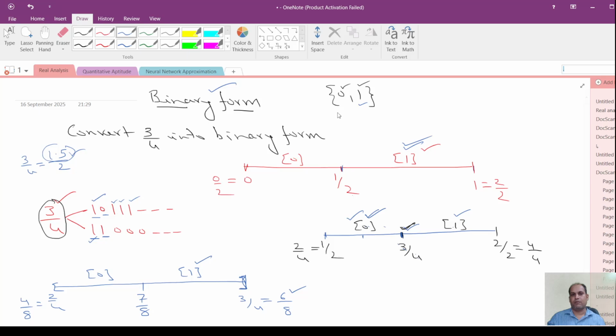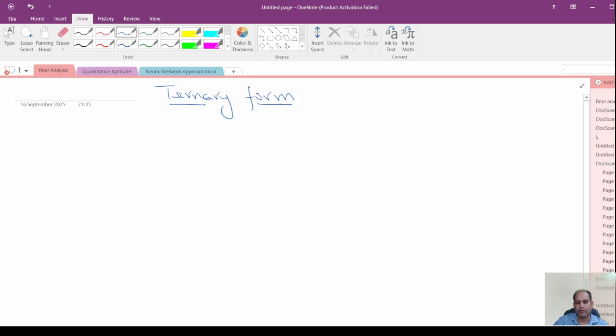Similarly, let us do one more question in the case of ternary form, because the construction of the ternary form will be used in the construction of the Cantor set, and the representation of real numbers in ternary form. So let us try to understand with the help of an example. The notation we will take is 0, 1, 2; you can take the equivalent symbols as -1, 0 and 1 also. So we will use these digits 0, 1 and 2.